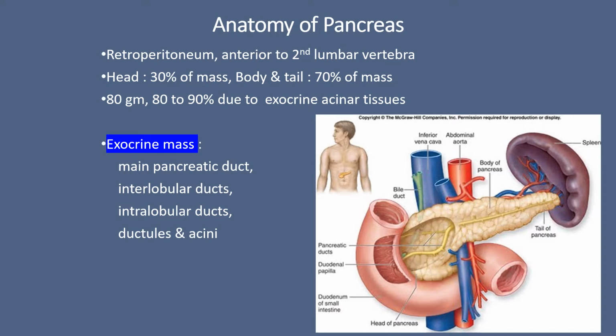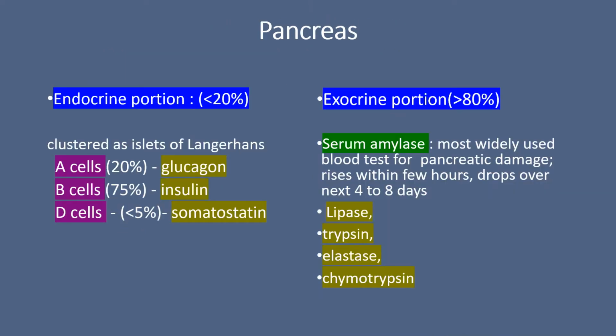The exocrine tissues consist of a secretory system consisting of the ductules and acini, the intralobular ducts, the interlobular ducts, and the main pancreatic duct. This is the main pancreatic duct, which I mentioned just now. Then it is connected to all the intrapancreatic ducts. As I said, the endocrine portion consists of less than 20% of the tissues.